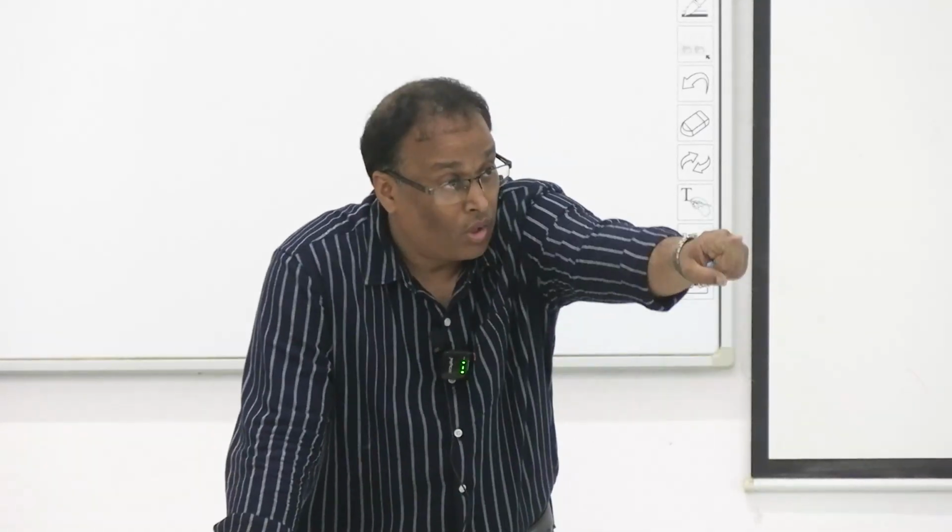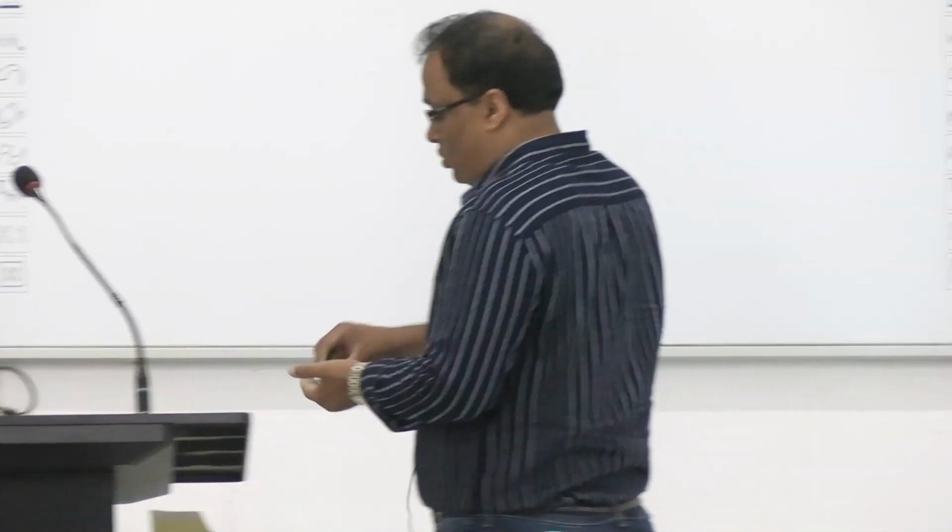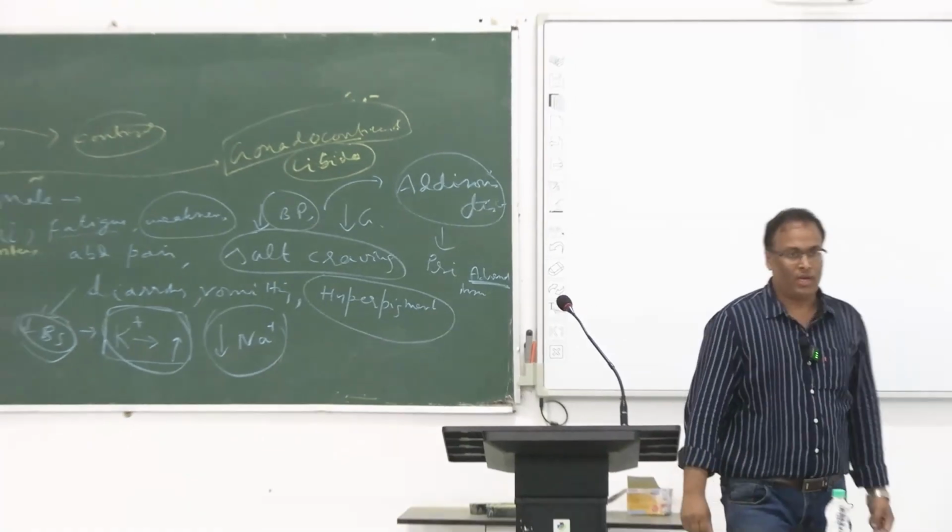So there are three layers in the cortex: zona glomerulosa, zona fasciculata and zona reticularis. Zona glomerulosa releases aldosterone, good. Then zona fasciculata, say glucocorticoid, cortisol. Then zona reticularis, gonadocorticoids. So these are your hormones and androgens. You can say that's a better term.